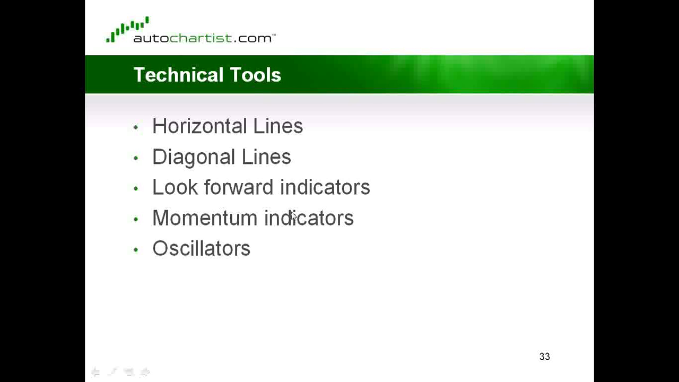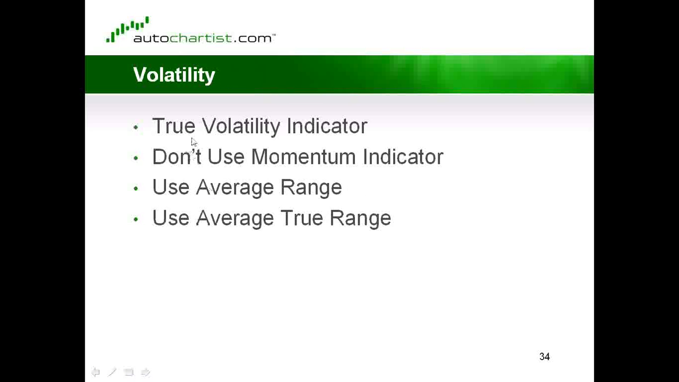And there's also some momentum indicators and oscillators, which I'm not a big fan of because they tend to lag the market. All right. You can use true volatility to help you, either increasing or decreasing. I don't use momentum that comes with many chart programs because all it is taking today's close minus the close 14 days ago. That doesn't tell me anything. You can use average range, or you can use average true range to give you indications of it.